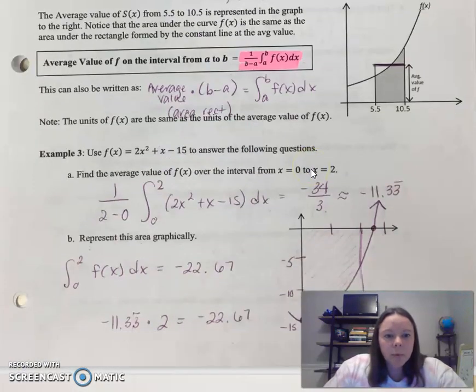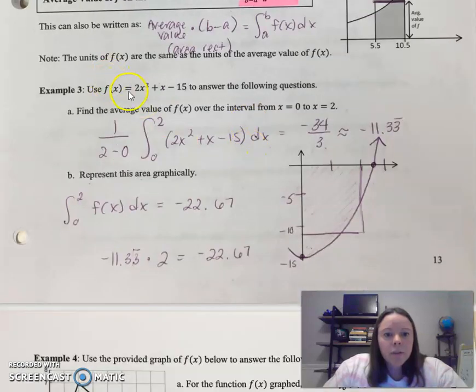Okay, so let's try an example. Given our function, to answer the following questions, find the average value of f of x over the interval from 0 to 2. Okay, so here we go. You're going to do 1 over 2 minus 0 times the integral from 0 to 2, and you're going to put your function in there, dx. And then you just put that in your calculator. And that's the average value.